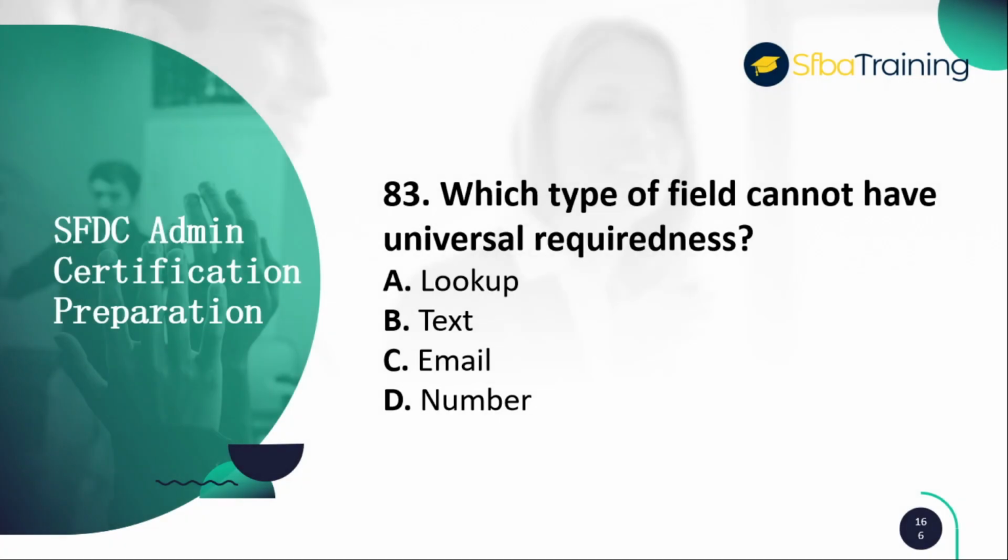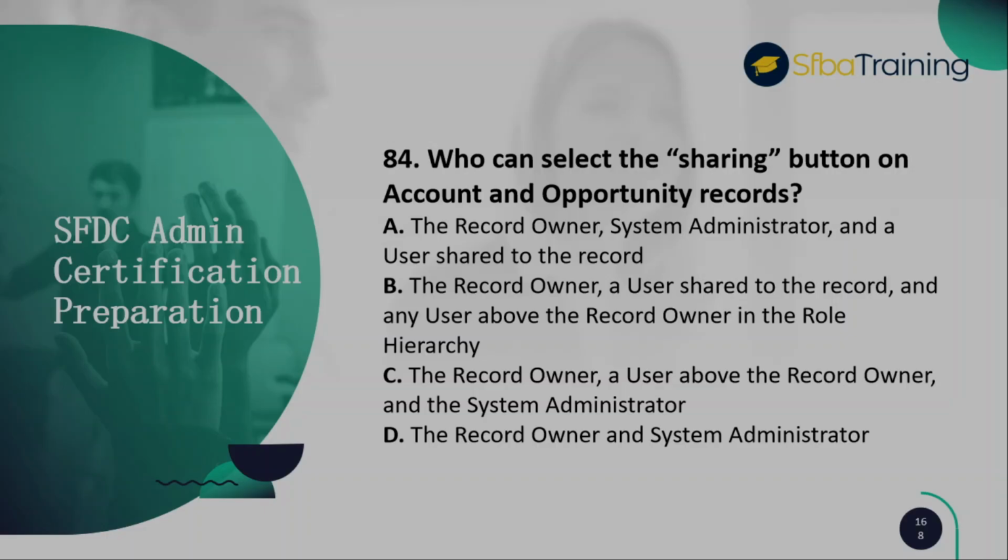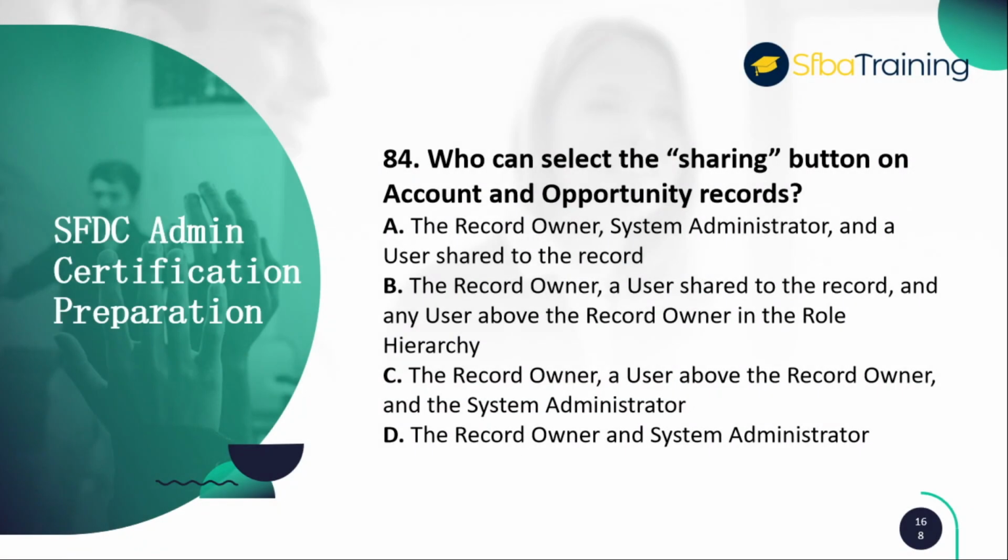Number 83. Which type of field cannot have universal requiredness? A, lookup. B, text. C, email. D, number. The answer is A, lookup.